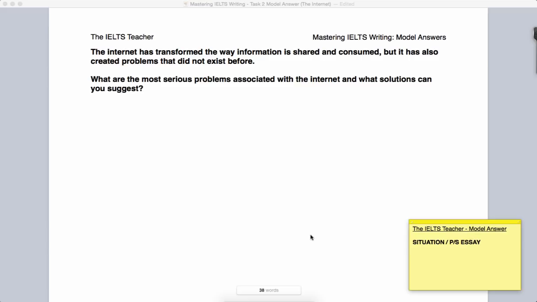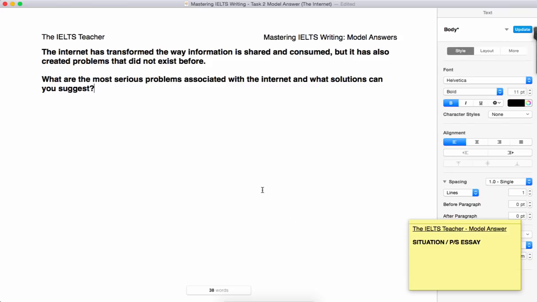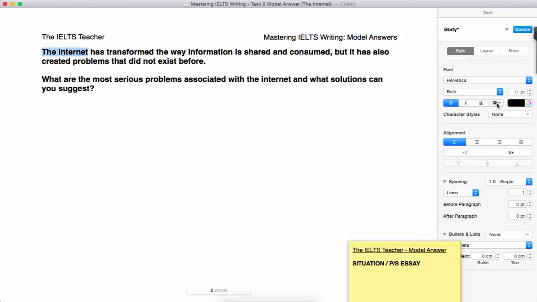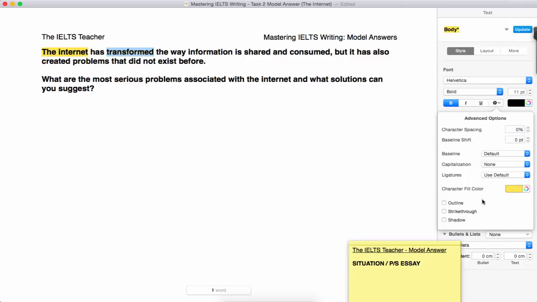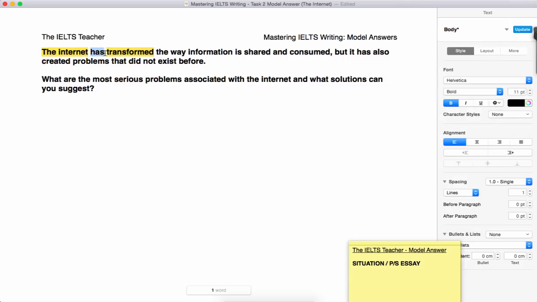And let's think about the key words here. That will give us an idea of the general topic. So what are the key words here? Hopefully you're picking out, of course, the internet. Hopefully you're picking out transformed. Talking about a big difference there. Also, it might be important to pick out the has as well. Notice the tense that they're using there, the present perfect.